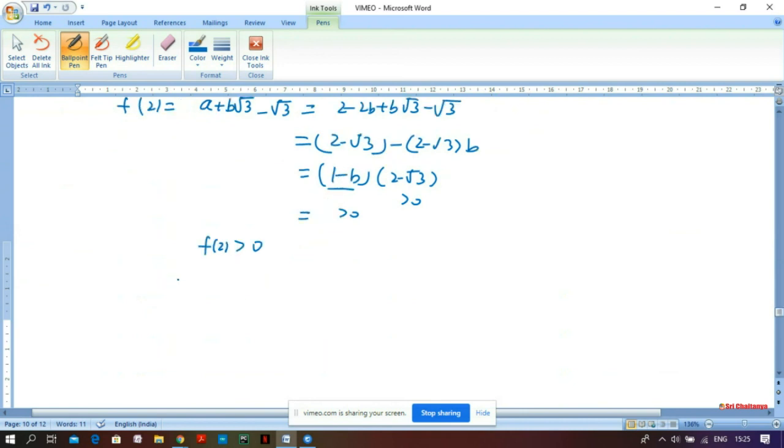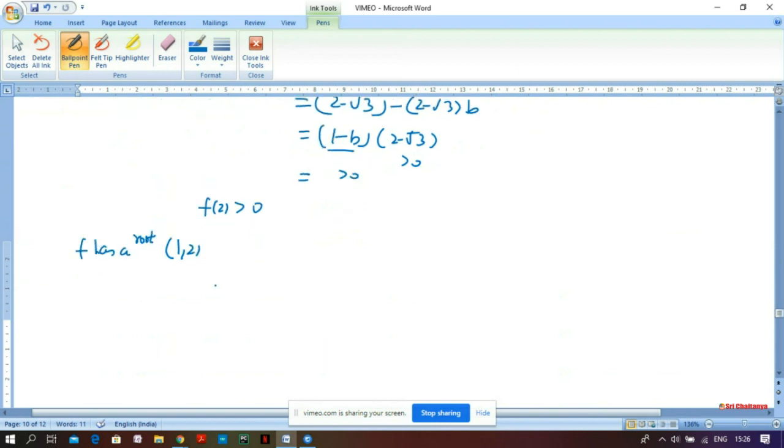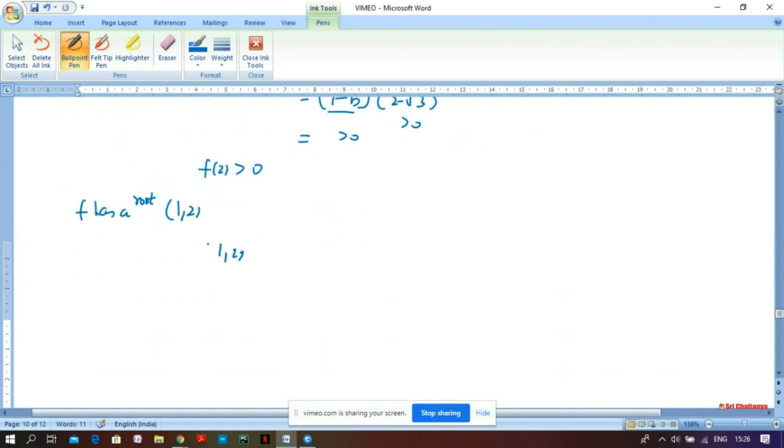That tells you that f has a root between 1 and 2. And because the interval 1 comma 2 is a subset of 1 comma 5, that tells you that f has indeed a root in 1 comma 5 also.